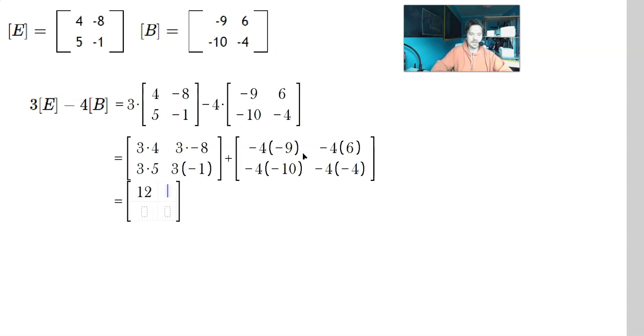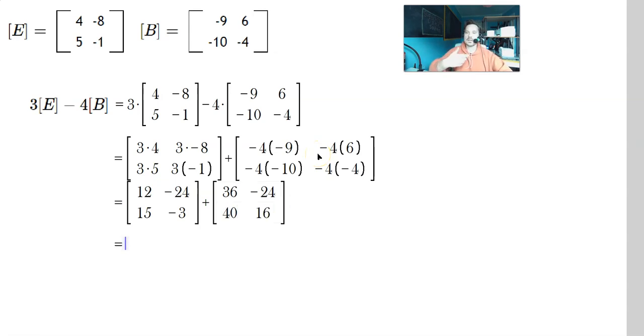So 12, -24, 15, -3 plus another 2 by 2, which is going to be 36. Next one's going to be -24. And then here's going to be 40, and it's going to be 16. And then you just add up corresponding entries as we've done already. So that's not new.